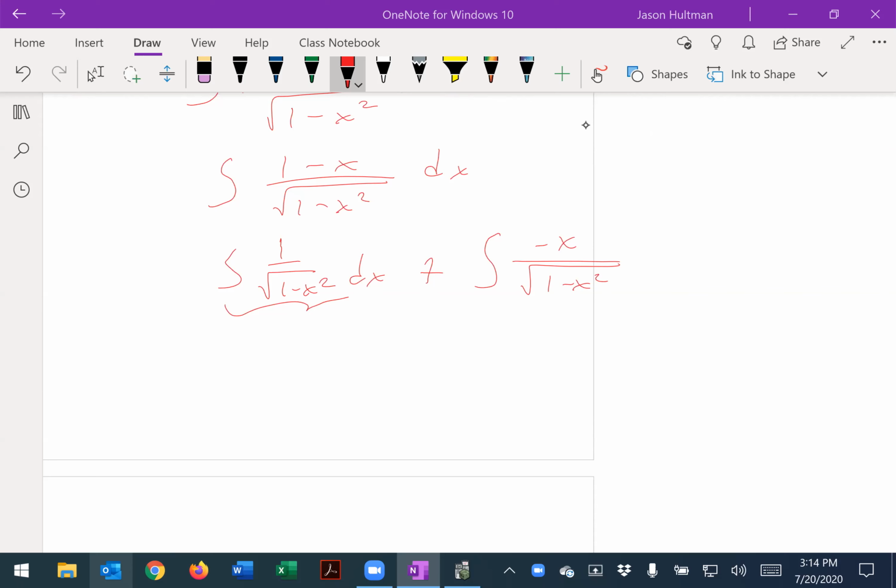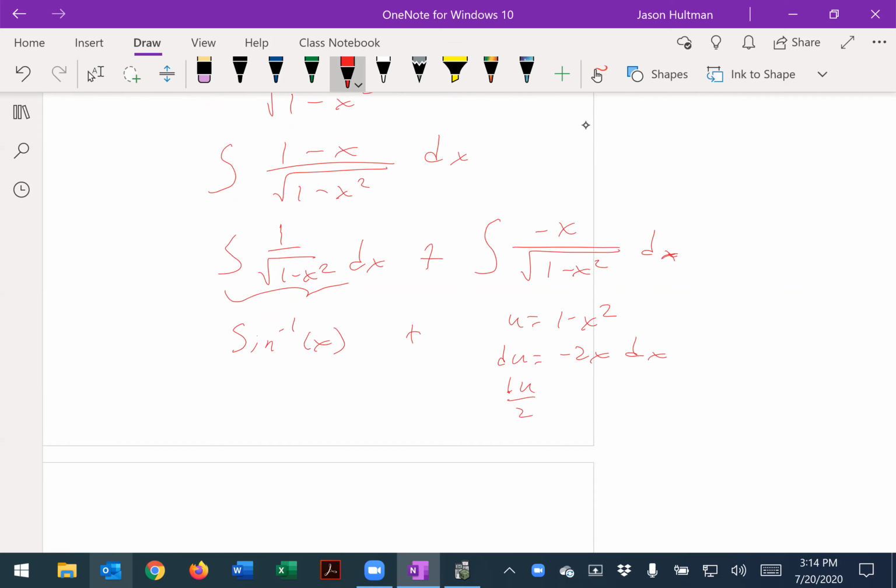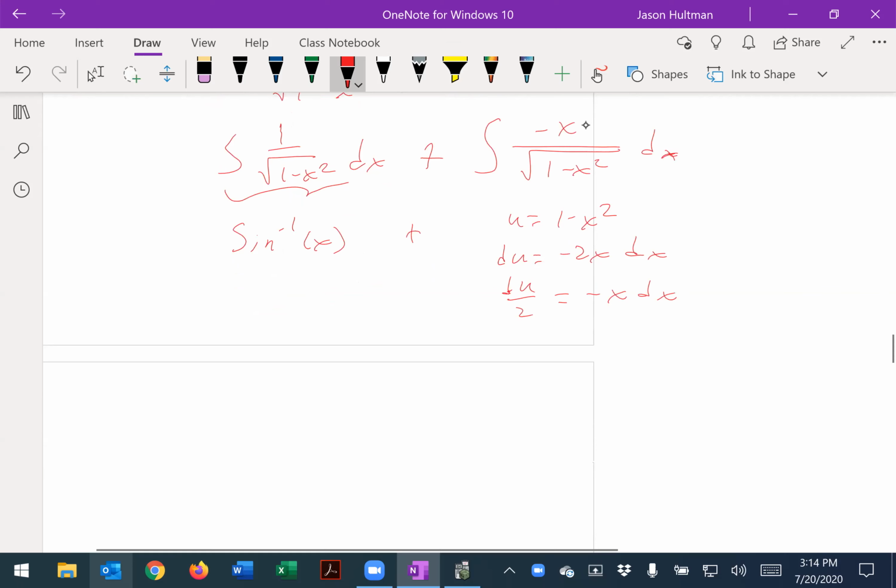So this is the arc sine of x plus, now this is going to be a u substitution, right? Because if I let u equal the denominator here, 1 minus x squared, then du is equal to negative 2x dx. Oh, okay, there's a dx there. I keep dropping my dx's. Okay, and so we get du over 2 is equal to negative x dx. So this guy becomes the integral of 1 over, oh sorry, square root of u, du over 2.